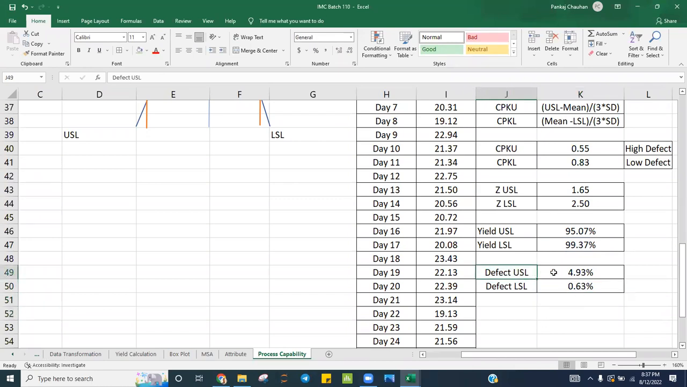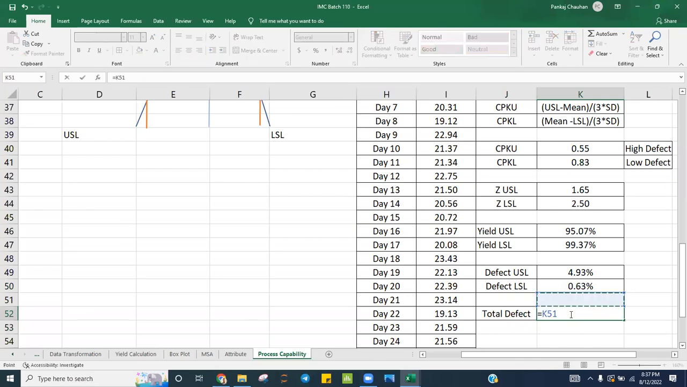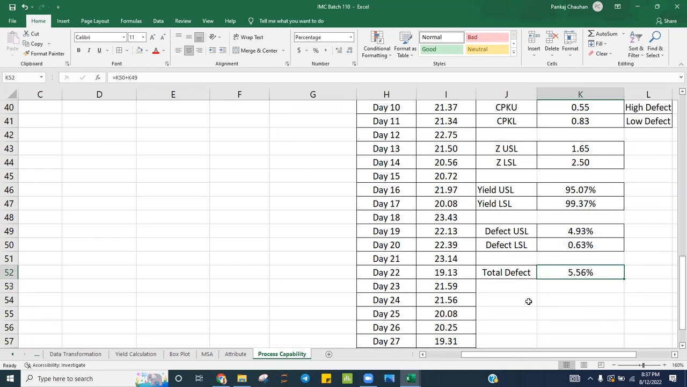So on the upper side, you are missing 4.93%. On the lower side, you are missing 0.63%. So what are the total chances or total defect? As per this data, you can observe that it will be the sum of both side defects, which means the lower defect plus the upper defect. So total 5.56% you can miss.